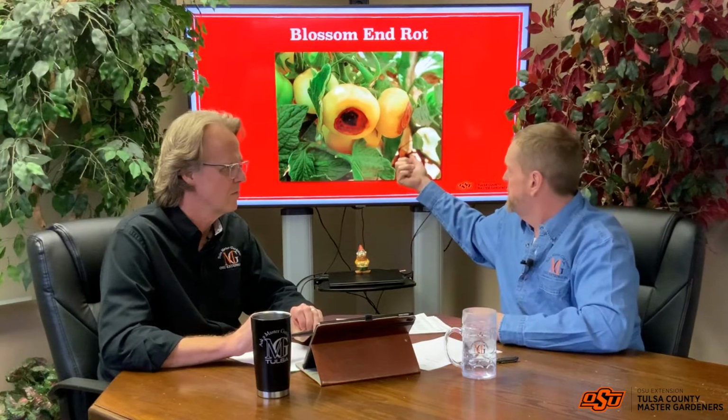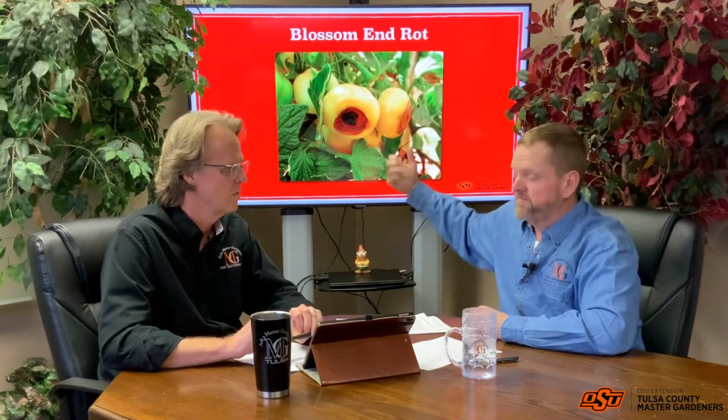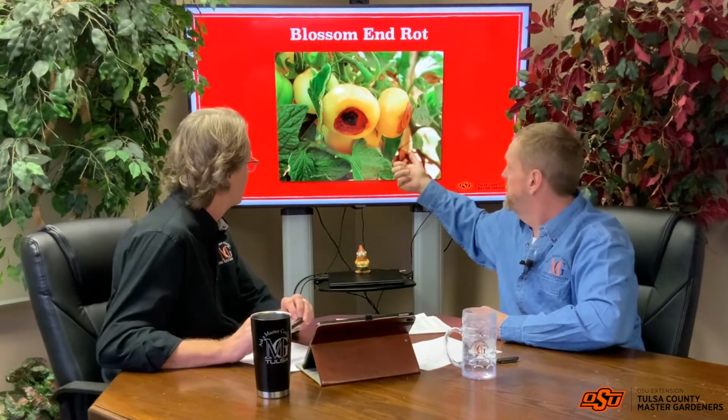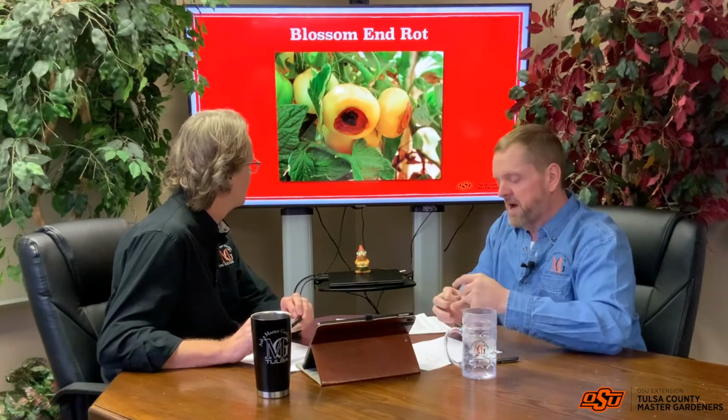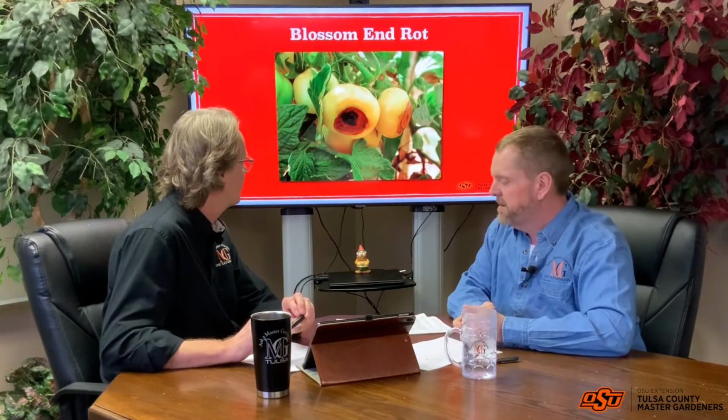You'll usually see this towards the blossom end of the tomato, not the stem end. You'll see browning. This one has progressed pretty well, and some fungus has gotten in here, but the damage is that the blossom end starts turning brown and just gets bigger and bigger when the plant can't use enough calcium.